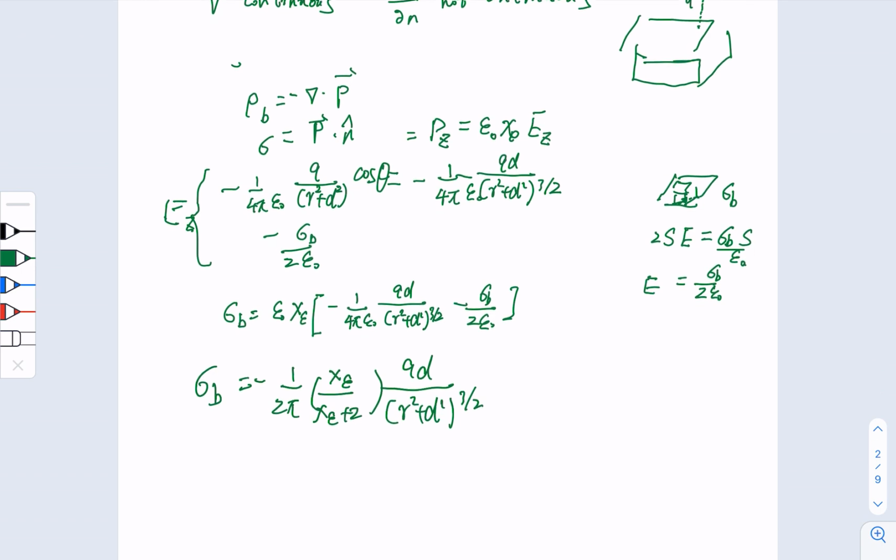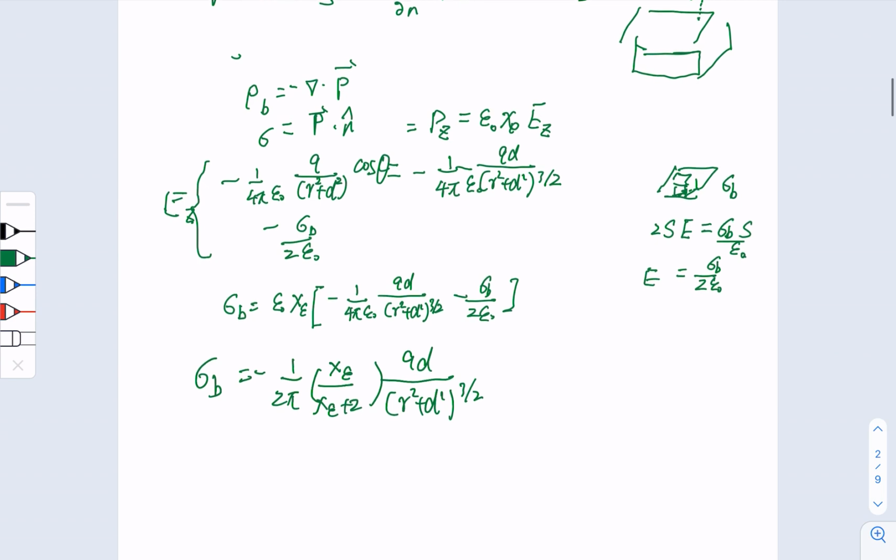So now we have arrived at the bound charge distribution, and in principle, because we've already obtained the charge distribution, including the free charge and the bound charge, we can use Poisson's equation to determine the electric field everywhere, and consider that this problem is solved. And now let's take a look by actually integrating the surface charge.